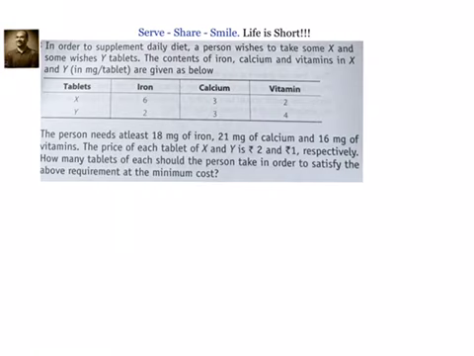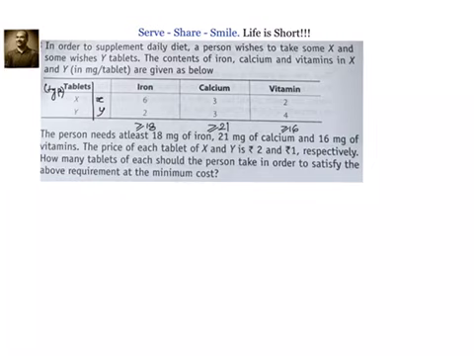Now, what are the constraints we have? Let us see. The person should have at least 18 mg of iron. First, let us say that tablet X type and tablet Y type, we'll have X number and Y number. So the constraint on iron content is that it should be greater than or equal to 18. And the constraint on calcium should be greater than or equal to 21. And vitamins are greater than or equal to 16.